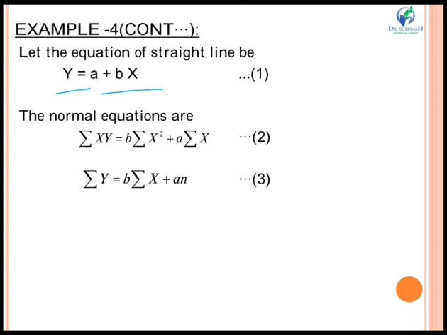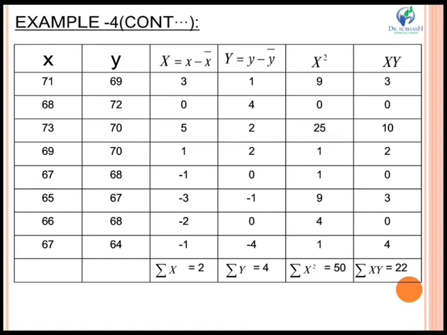Okay, so our normal equations will be summation capital XY equal to b into summation X square plus a summation X, and the next equation will be summation Y equal to b summation X plus na. Here X and Y both will be capital because we have taken capital X equal to x minus x bar and capital Y equal to y minus y bar. Now we'll construct a table over here.